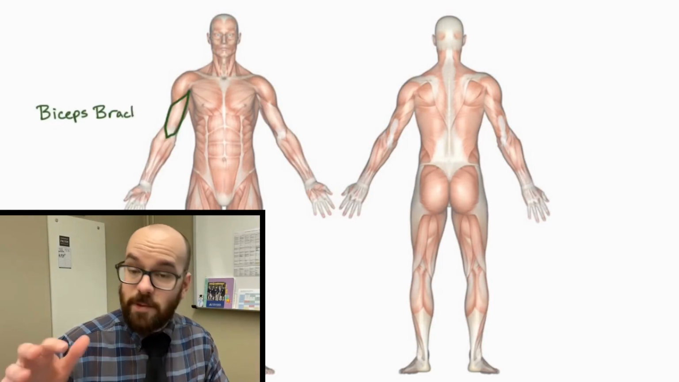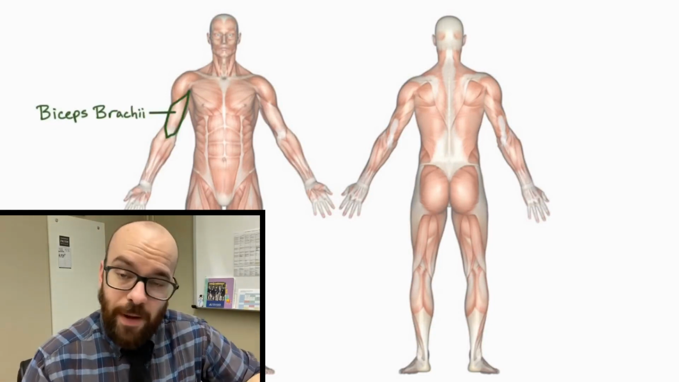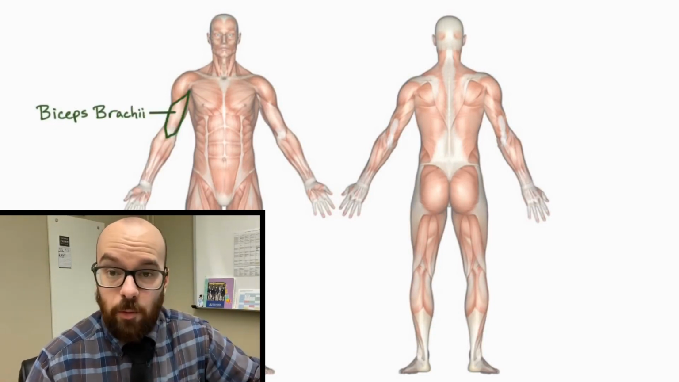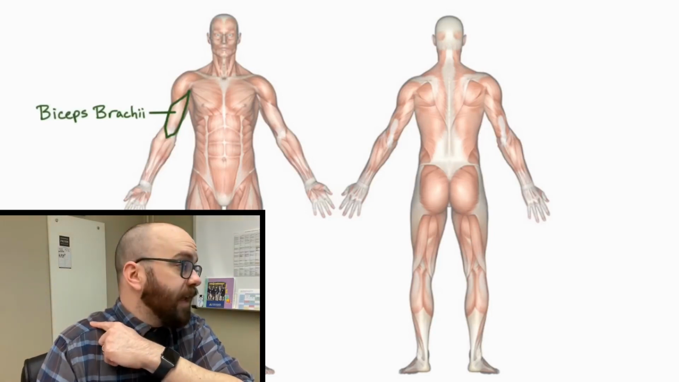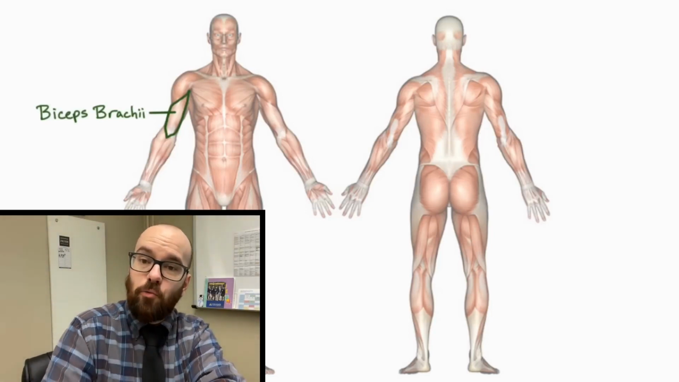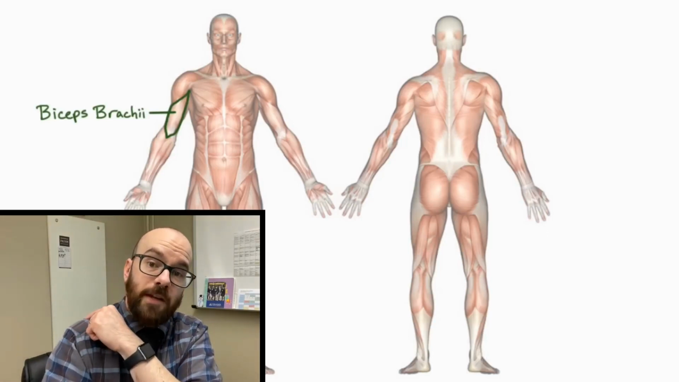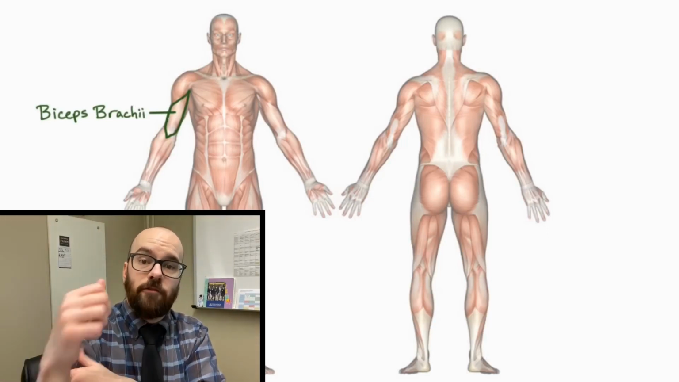This is the biceps brachii muscle. The action of the biceps brachii is to flex the elbow, and we've seen that in an example already. The origin of the biceps brachii is up in the scapula, and the insertion is going to be the radius. So it's going to pull between the scapula and the radius in order to flex the elbow joint.